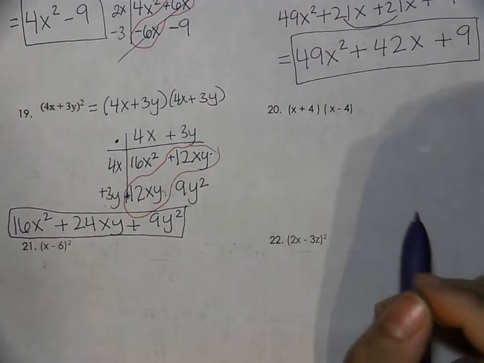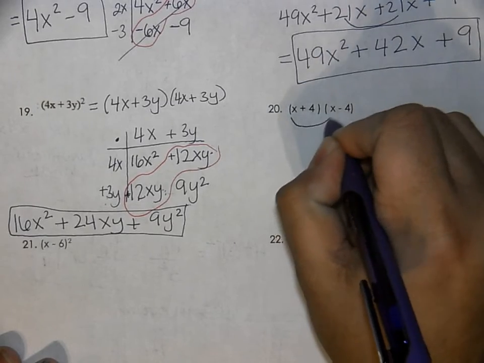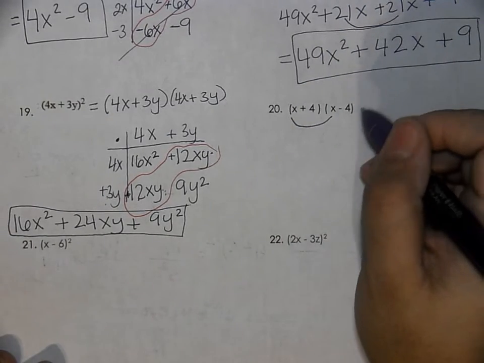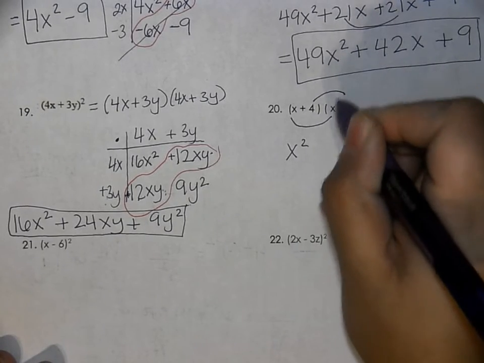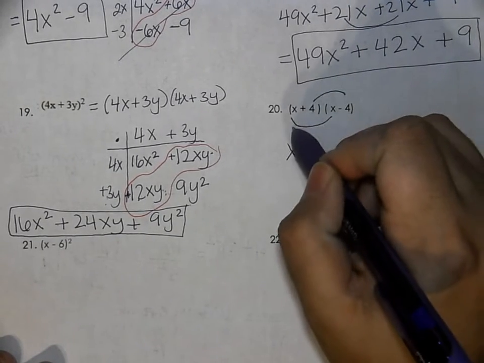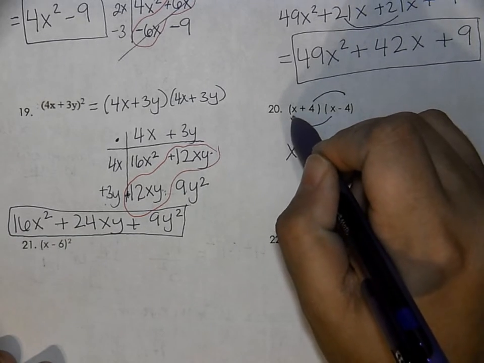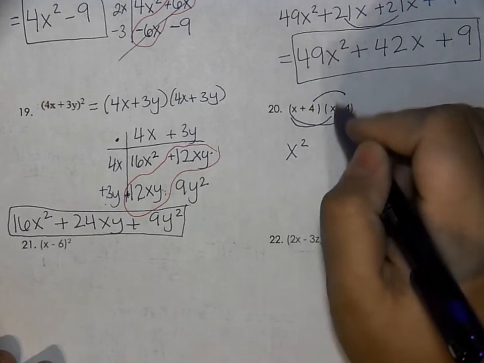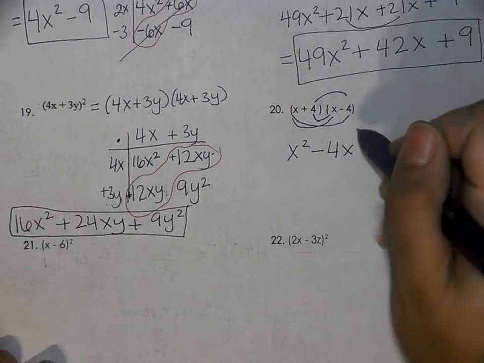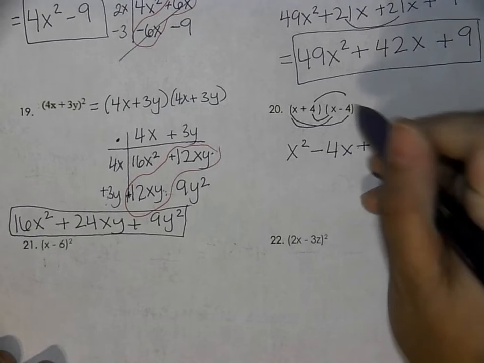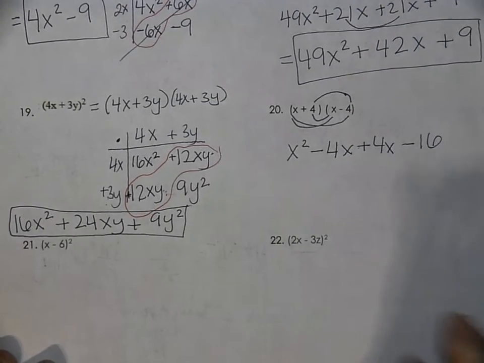Okay, just a few more here. We're almost done. This next one, it's probably easiest with FOIL. But again, you can use FOIL or box method on these. x times x would be x squared. Outer would be x times negative 4, so that would be a negative 4x. The inner is positive 4x. And finally, the last is 4 times negative 4, which is negative 16.